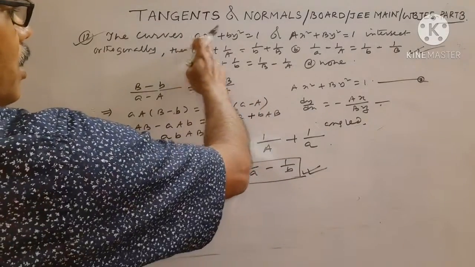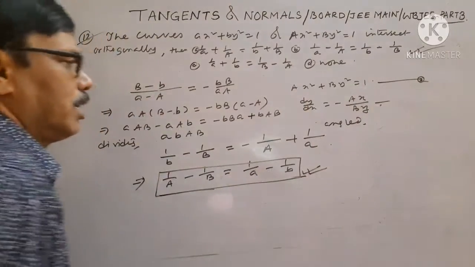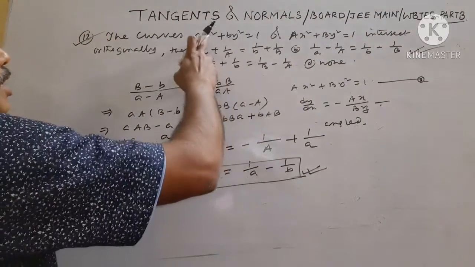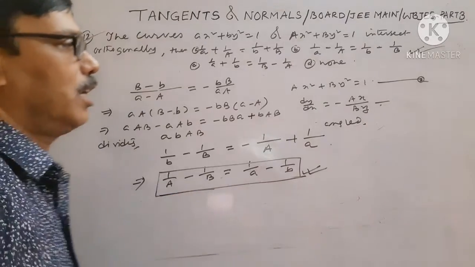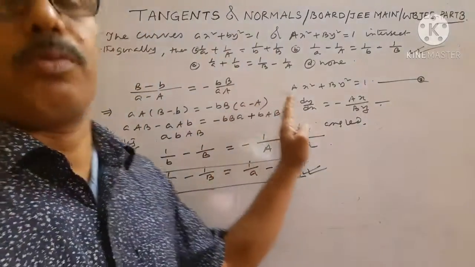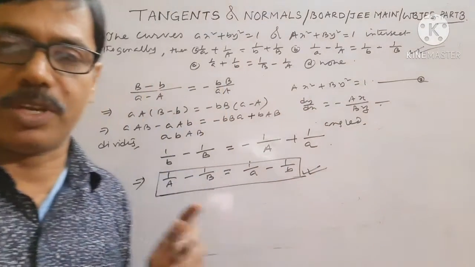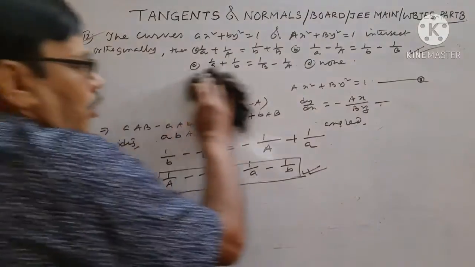Because look, it is very simple to remember: 1 by a minus 1 by b, 1 by capital A minus 1 by capital B. Suppose these are 2, 3, 4, 5. So if you remember this result, you can solve a problem of computation in a few seconds. For example, look.